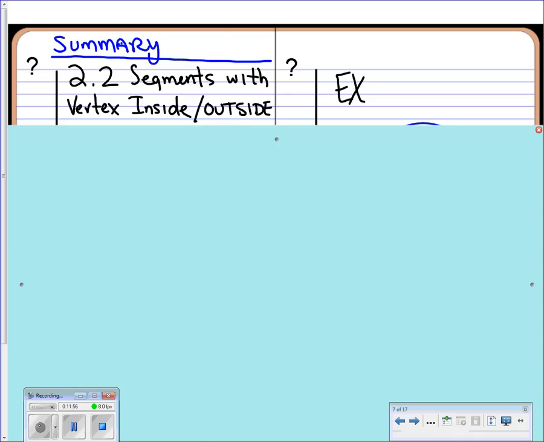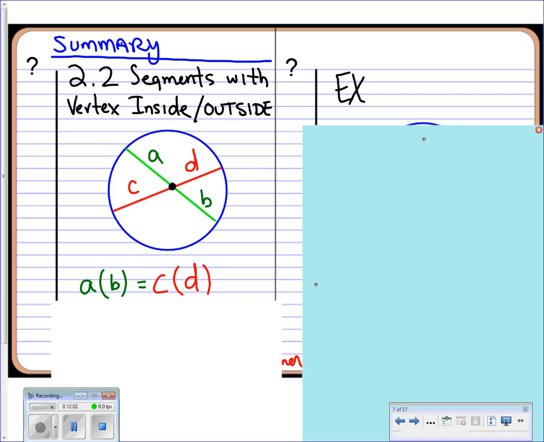All right, the next section is 2.2, segments with a vertex inside or outside a circle. This is an example of a circle that has two chords that meet on the inside at a vertex that's inside the circle. When the two segments meet like this, it takes each one of the segments and breaks it up into two smaller partners. So like the A and the B, both green, are partners, and the C and the D are partners.